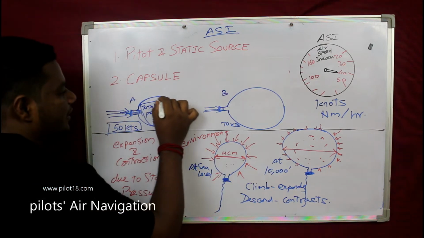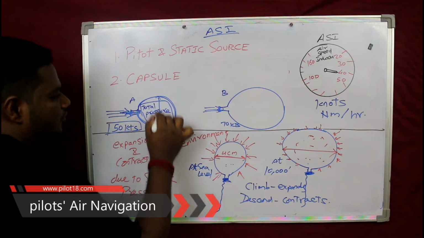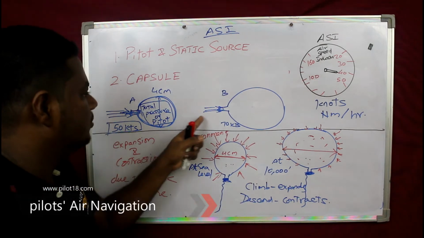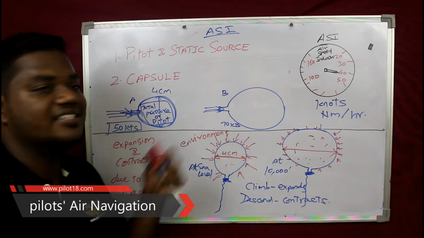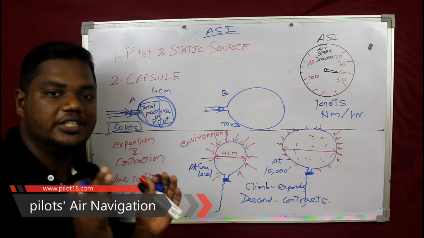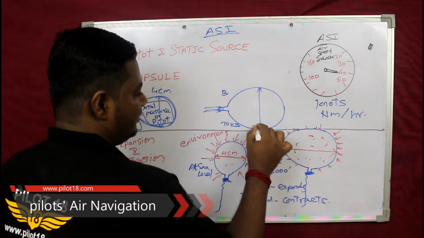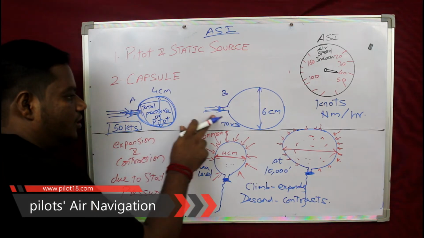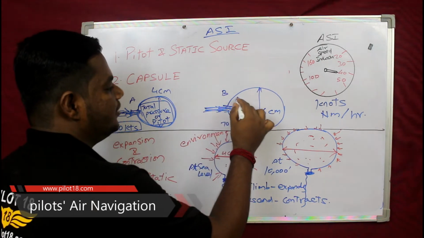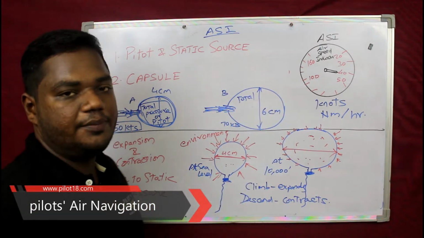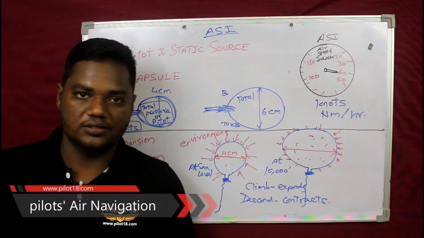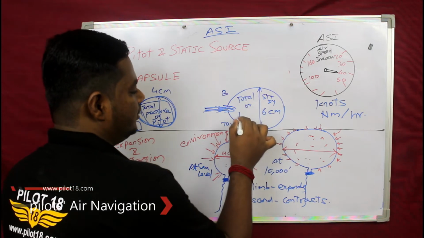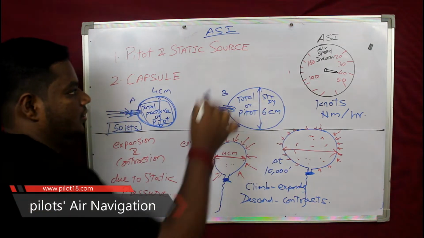So here the balloon is expanded to, let's say, a diameter of 4 centimeters. Now with the same balloon, I open the mouth and we start traveling at 70 knots. At 70 knots, the balloon will get a little bit bigger, let's say from 4 centimeters to 6 centimeters. So now the total pressure is more. Remember, static pressure is always present whether you are moving or not. This is static plus dynamic, so total pressure, also known as pitot pressure, P-I-T-O-T.